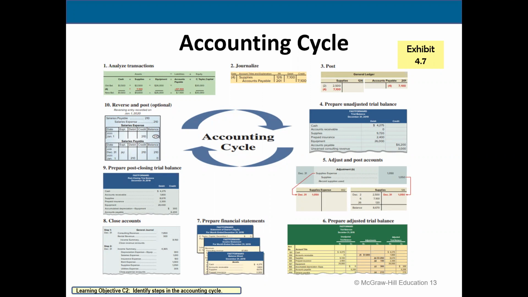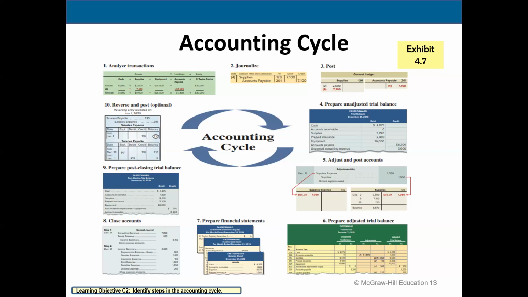So the first thing we do is we analyze transactions. And what that means is we recognize how each transaction impacts assets, liabilities, and equity. Once we do that, we're ready to journalize the transactions. And by journalize, I mean we do a journal entry. We debit and credit the appropriate account for each transaction.